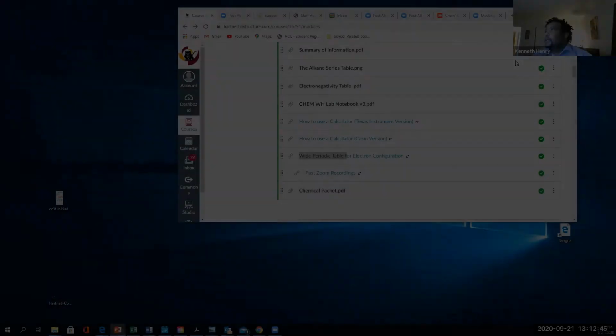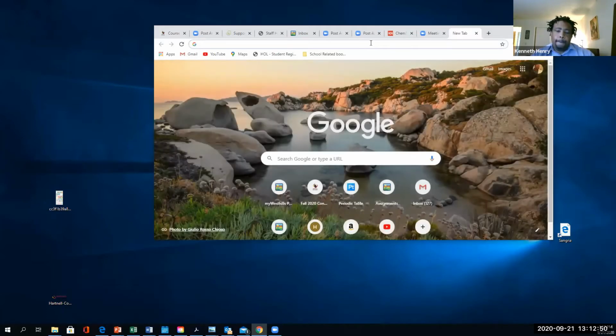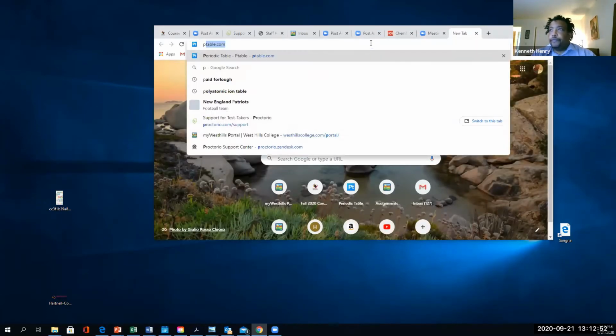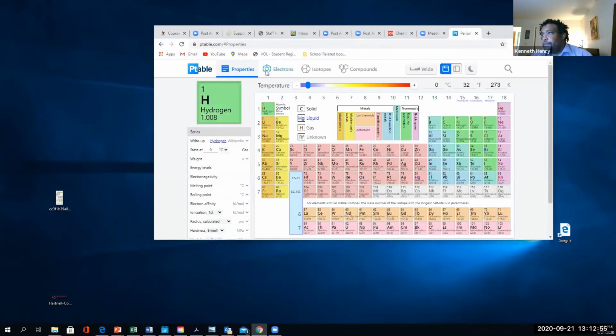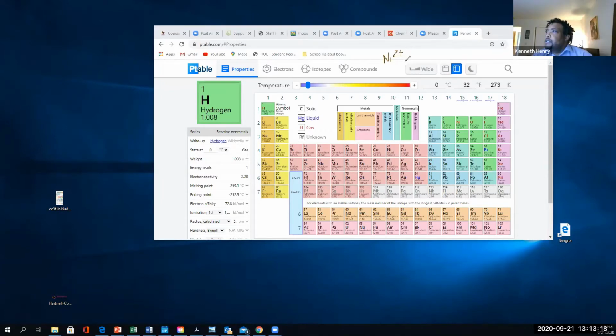Practice your skills with the electron configuration here real quick. You guys can still see my screen, right? Yeah. Good. Okay, so let's say we're talking about, let's write the electron configuration for this guy, Nickel 2 plus. What would be the electron configuration for that?